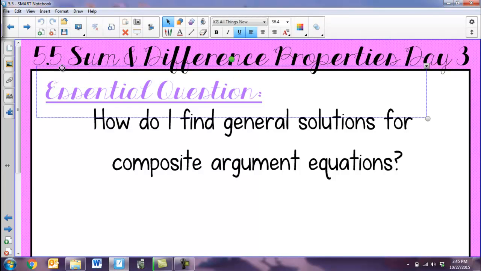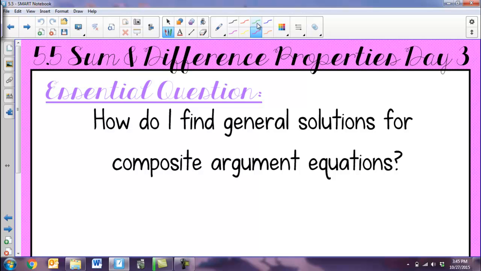Hey guys, today we are going to be doing the last application of our sum and difference properties. So sum and difference properties day 3. And if you notice in our essential question, how do I find general solutions for composite argument equations? So actually what we are doing today is kind of combining everything.